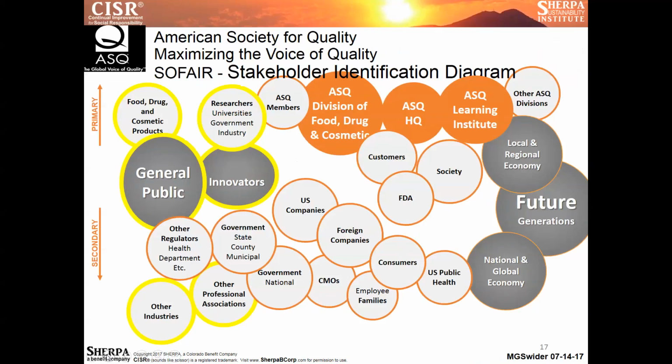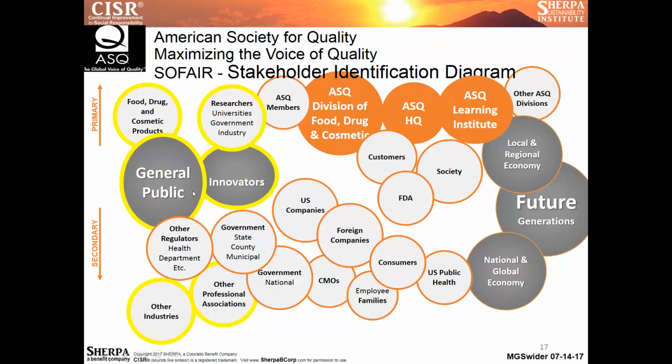In this identification diagram, every color and every shape has a purpose. Big circles mean there are big groups. Smaller circles are smaller groups in comparison with the other ones. The orange I use in this case are for anyone that is in ASQ. The yellow, if you see here, are people who are outside ASQ in the community, and so on.